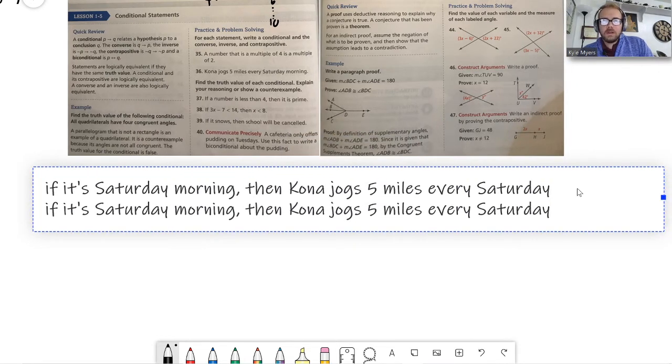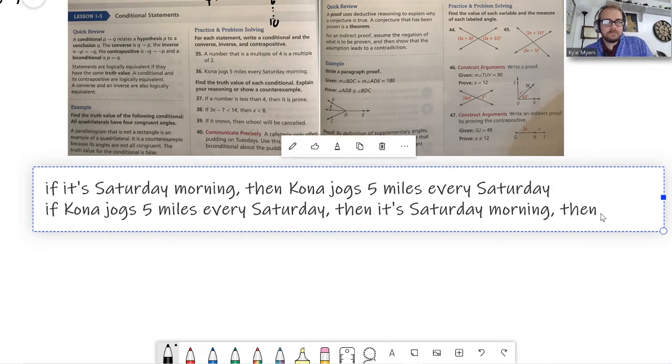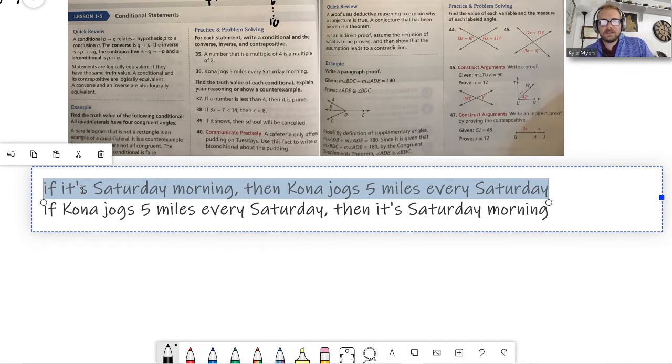All right, so boom. This is this. If Kona jogs 5 miles every Saturday, then it's Saturday morning. Select things. There we go. If Kona jogs 5 miles every Saturday, then it's Saturday morning. That is the converse. Next, we have the inverse.